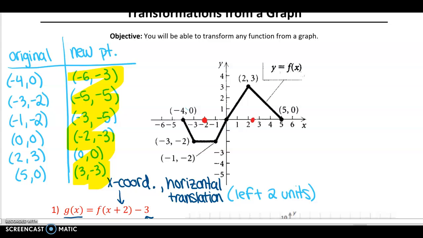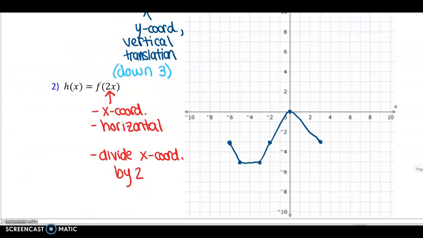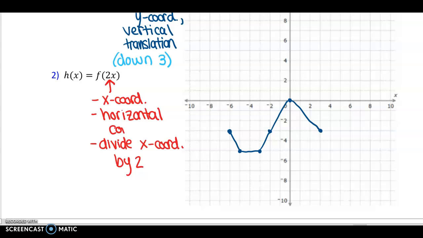So what's going to happen to the function is it's going to squeeze into the middle, which means this is a horizontal compression. It's going to squish horizontally, if you will. So this is going to be a horizontal compression, getting smaller, not larger.